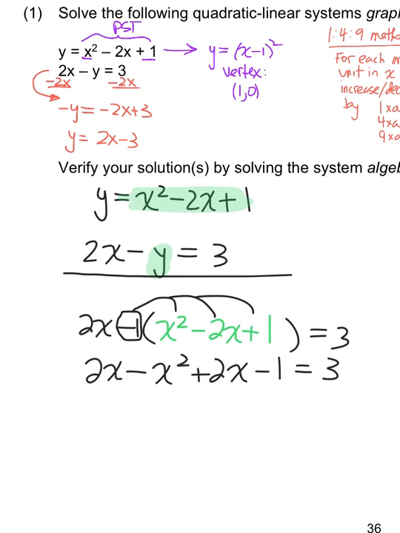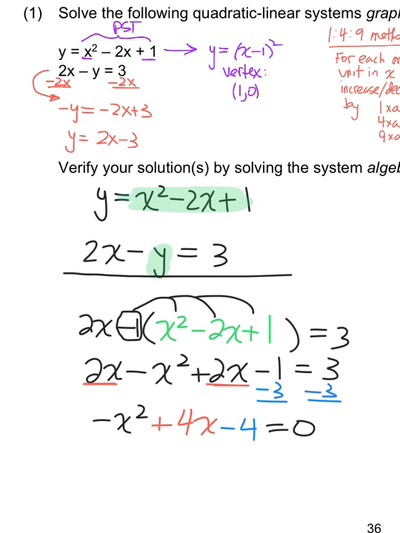Combine our like terms. I have a 2x and a 2x, so in its current form, negative x squared plus 4x. I could also subtract off the 3, minus 4. Whole thing equals 0. Now it's a matter of deciding which technique you want to use to solve. Right? Factoring is always the preferred choice because it's usually the easiest one to do.